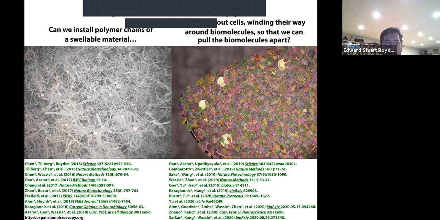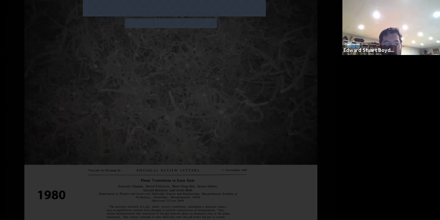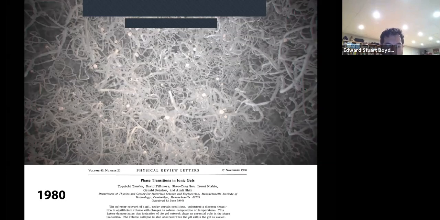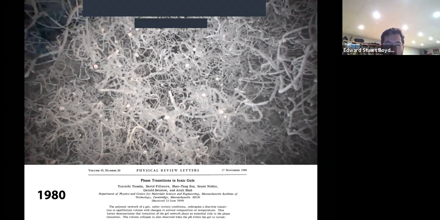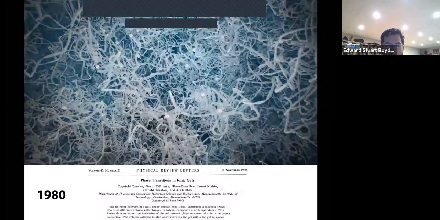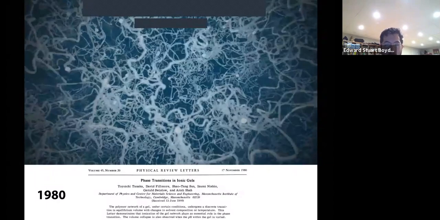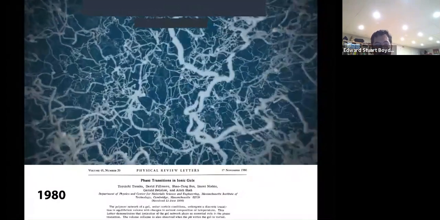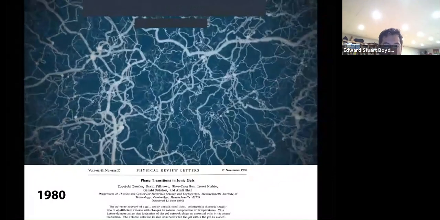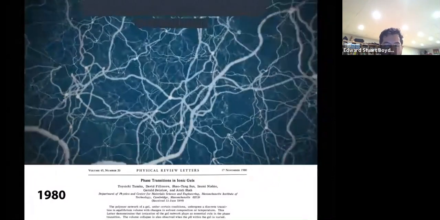Now, the physics of swellable polymers has a long history. In 1980, for example, the MIT scientist Toyoichi Tanaka worked out the physics of swellable polymers, like the kind in baby diapers. So in this cartoon, the polymer threads are nanoscale and shown as white lines. If you add water, osmosis draws the water in, the polymers swell apart from each other, and it can increase in size by 1,000 times or more in volume.